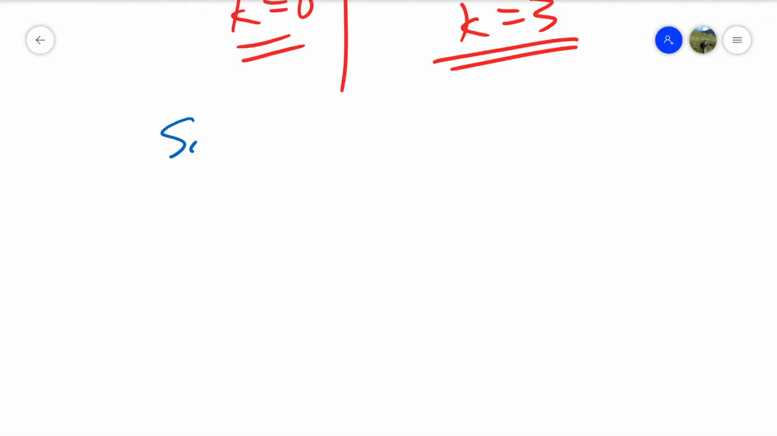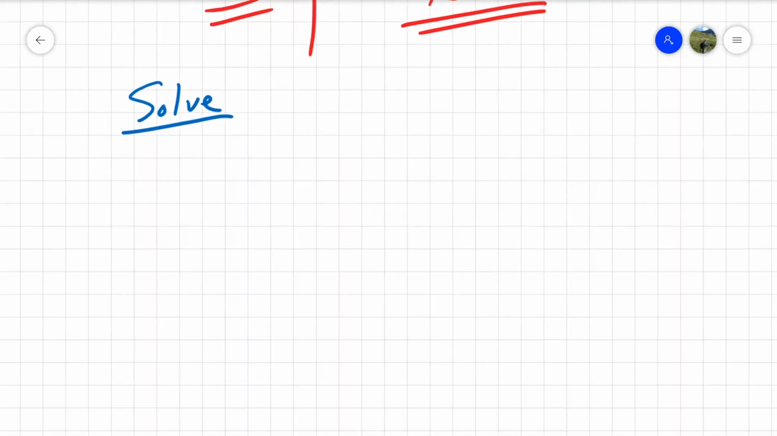Got another solve question here. And this time I'll try and remember to write out the answer straight away.